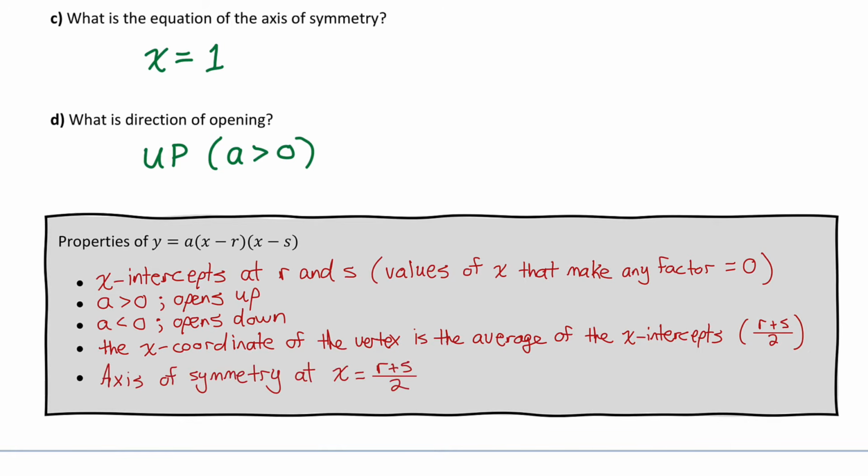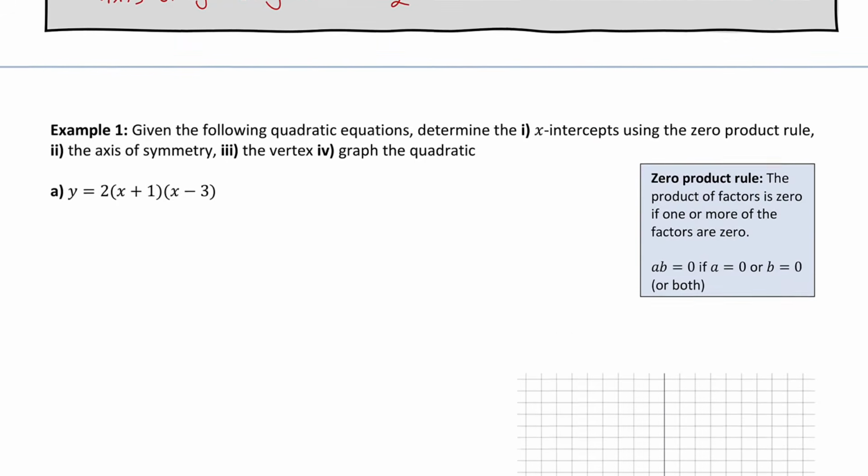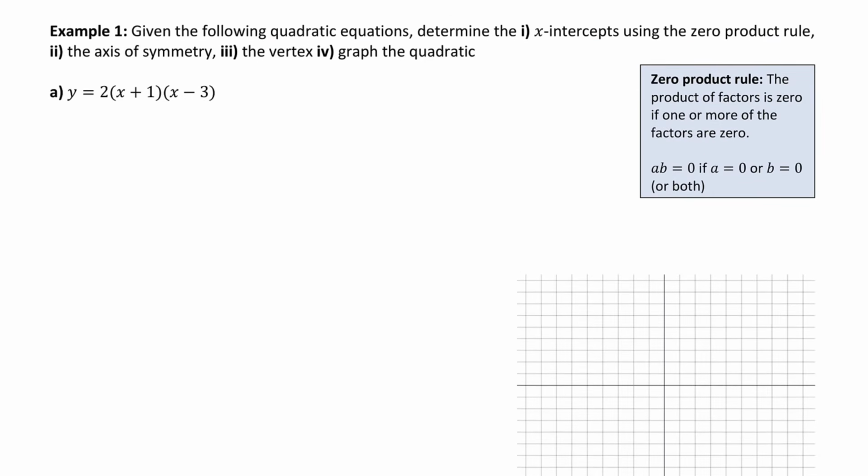And now let's move on and use these properties to answer a few questions. In example 1, it says, given the following quadratic equations, determine number 1, the x-intercepts using the zero product rule. Number 2, the equation of the axis of symmetry. 3, the vertex. And then 4, graph the quadratic.